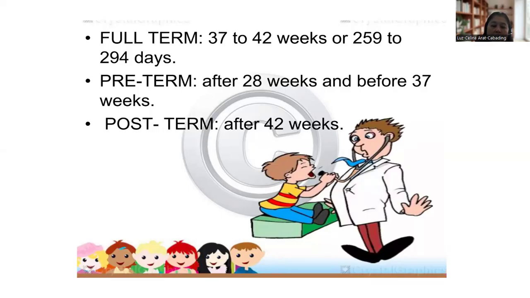Preterm will be any age before the 37 weeks, but it has to be past 28 weeks. So we call that birth a preterm newborn. Prior to that 28 weeks, there is a very low chance of survival. And post-term is after 42 weeks, which means the newborn is overdue.